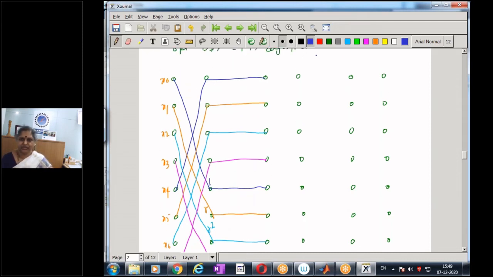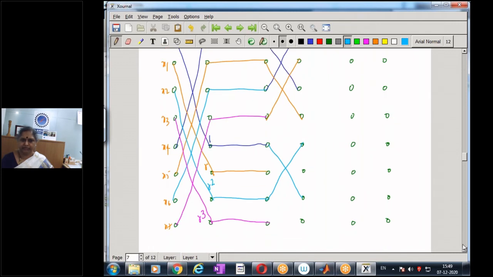The second stage involves two 4-point computations. So this is one, and say this one. So the 2-point computation, and then we get the corresponding result.